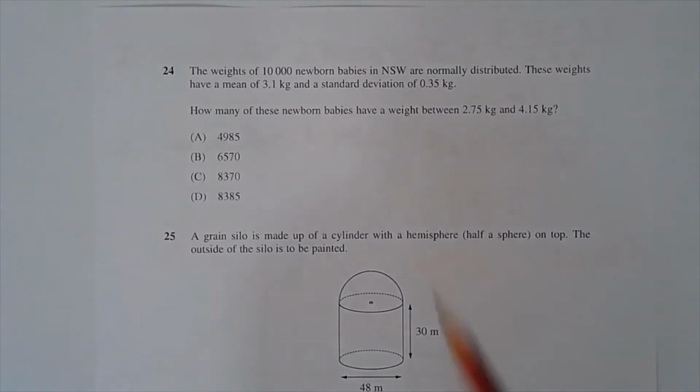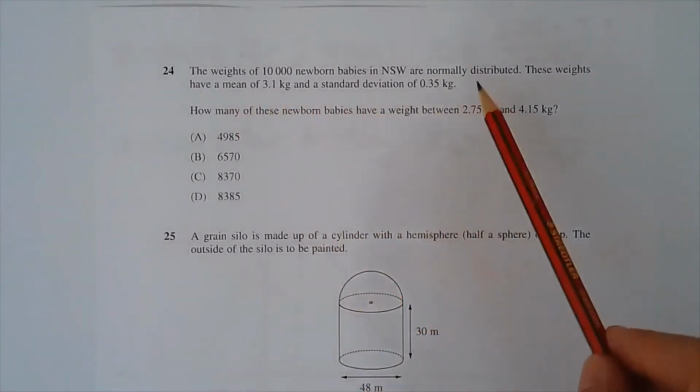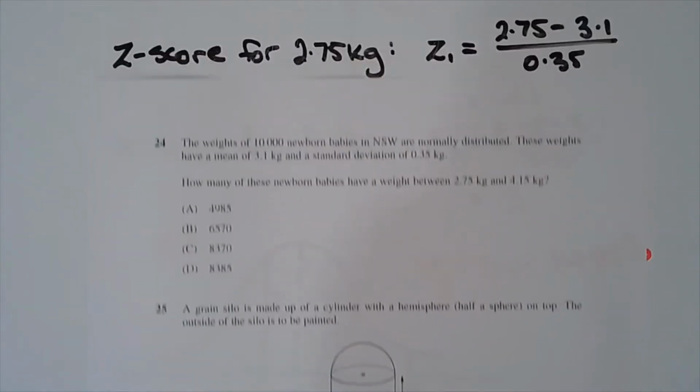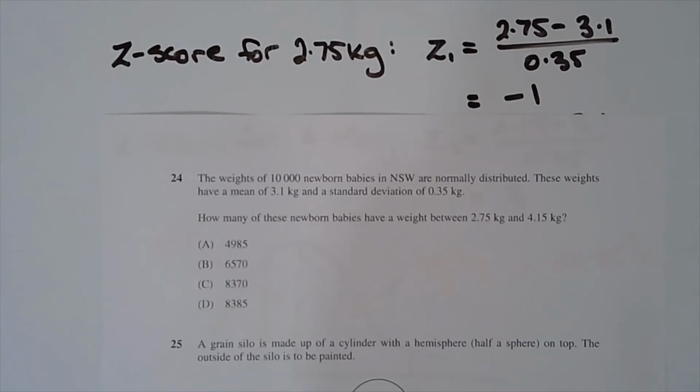Now, the first thing to note is that the weights are normally distributed, which means I'm going to use Z-scores to find the percentage under the normal distribution that corresponds to these two weights. So let's find the Z-score for 2.75 kilograms.